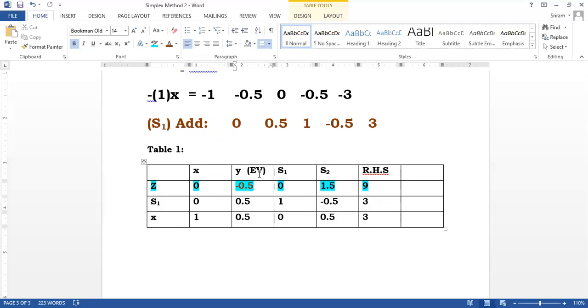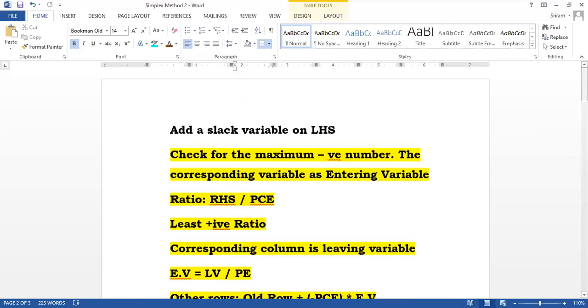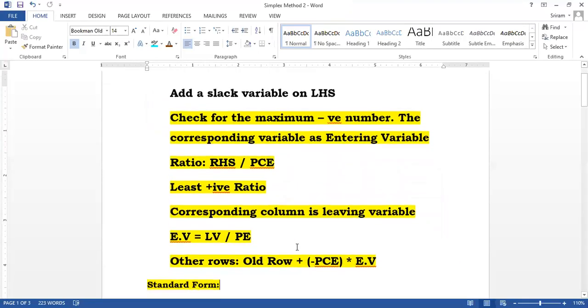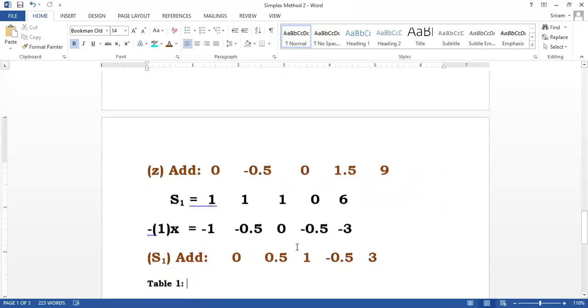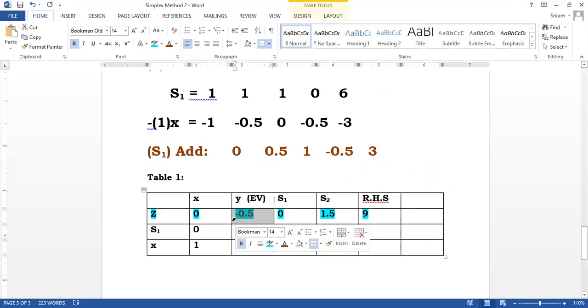Okay. Now, again, we are going to repeat the whole process here. What is the meaning of step 1? We check the maximum negative number. The corresponding variable is the entering variable, then ratio, then least ratio, then leaving variable, then entering variable. We repeat until all the values in Z are 0 or positive. Here, when I check, I have 0.5, so I take the corresponding variable y as the entering variable.